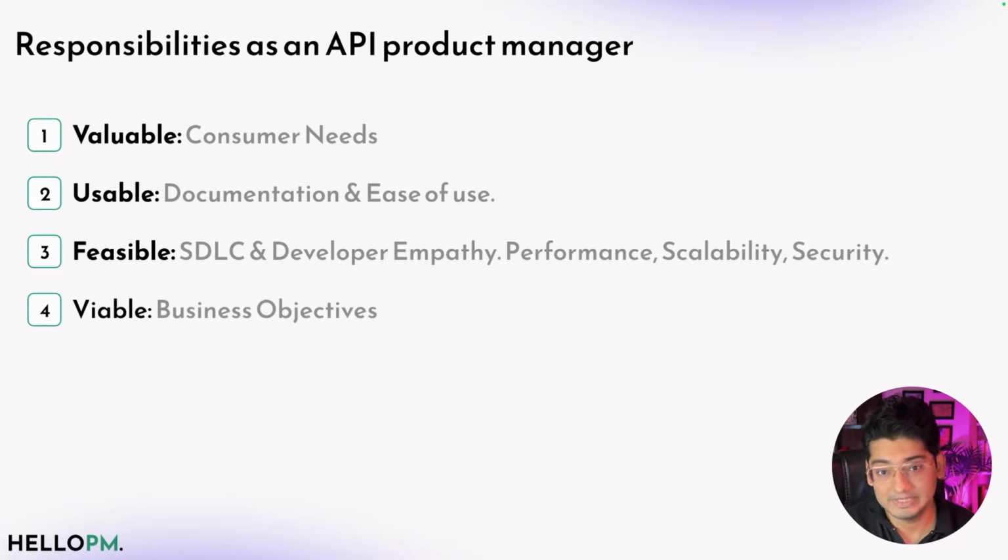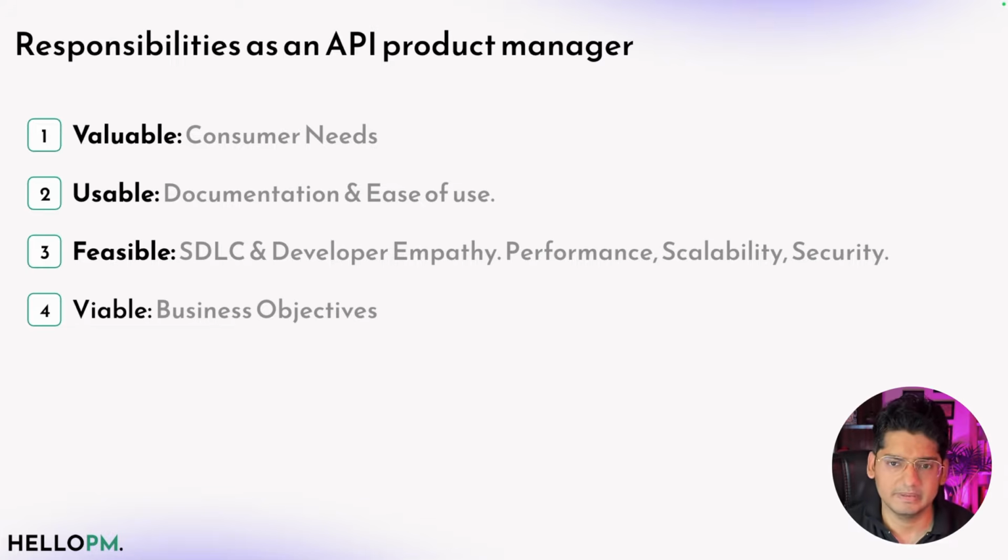The third part is feasible. Here you have to understand that your engineers are going to create these kinds of solutions or products, and engineers play an important role in making sure whether it is feasible to create this kind of product or not. Here, as a product manager, you can talk about how the software development lifecycle works, understand it really well, understand developer empathy, and understand performance, scalability, and security if you are talking about an API.